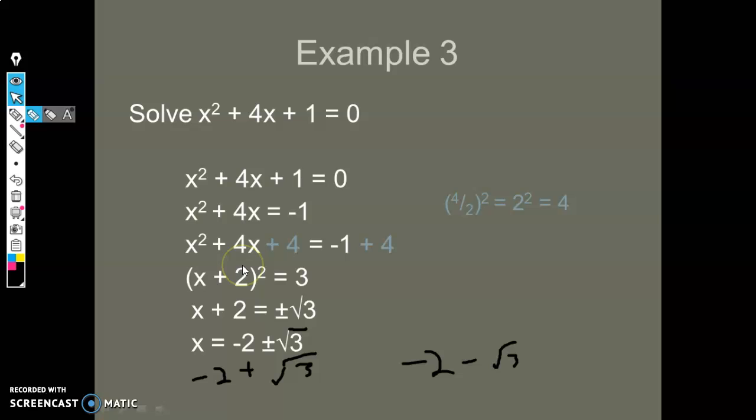All right, so that's about it for this video. I hope you now know what completing the square is and how you can use it to solve quadratic equations.